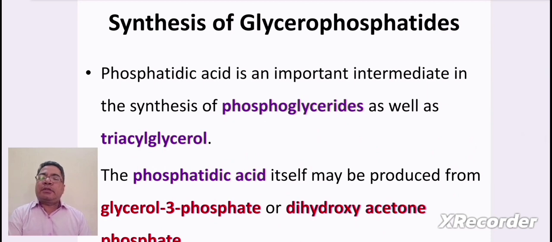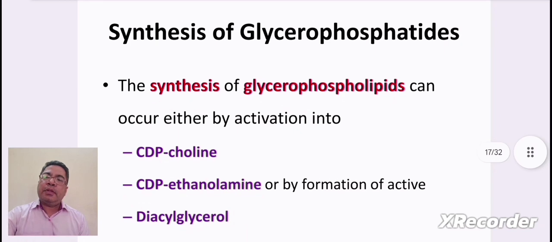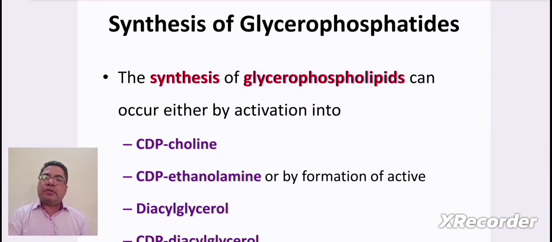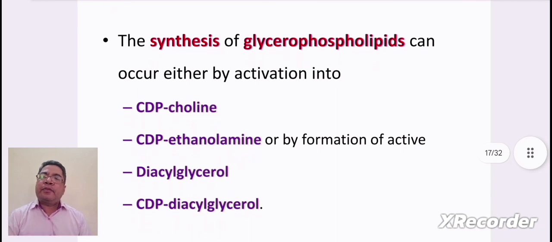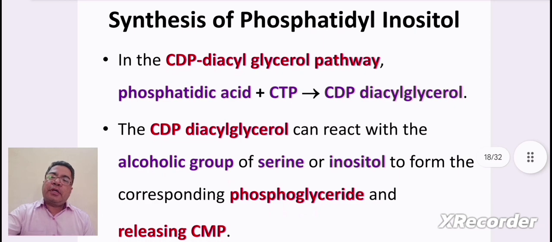Coming to synthesis of glycerophosphatides. Phosphatidic acid is an important intermediate in the synthesis of phosphoglycerides as well as triacylglycerol. The phosphatidic acid itself may be produced from glycerol 3-phosphate or dihydroxyacetone phosphate. The synthesis of glycerophospholipids can occur either by activation into CDP choline, CDP ethanolamine, or by formation of active diacylglycerol and CDP diacylglycerol.